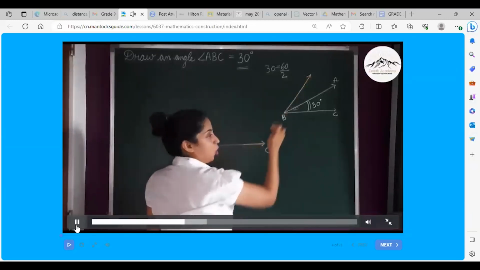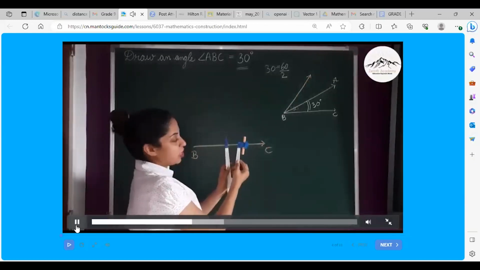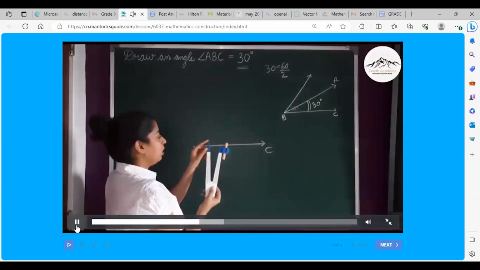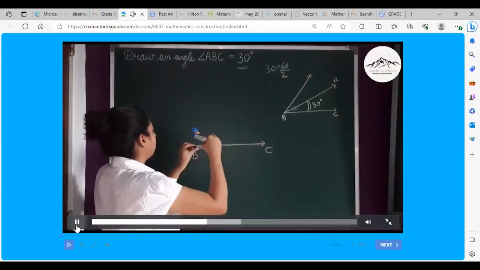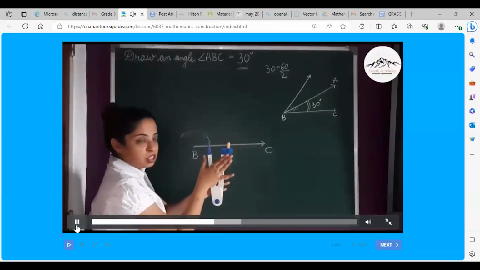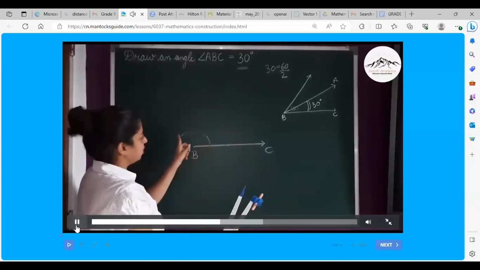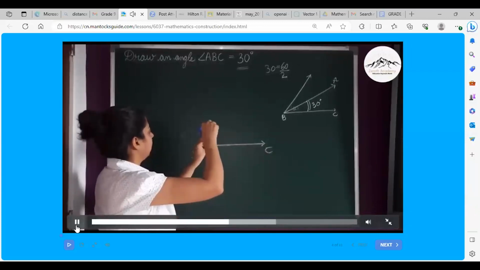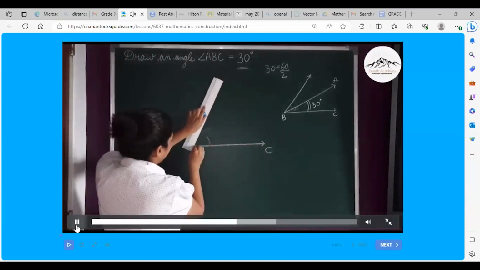Now at B, first you have to draw 60 degree. So we already know how to draw a 60 degree angle. Take your compass, stretch it a little bit. Now keep this measure same always. Keep the pointer at B and draw an arc. Now keeping the same measure, you don't have to disturb this measure. Keep the pointer at this point where this arc has intersected BC. So keep it here and cut. Now join this and this to make a 60 degree angle.